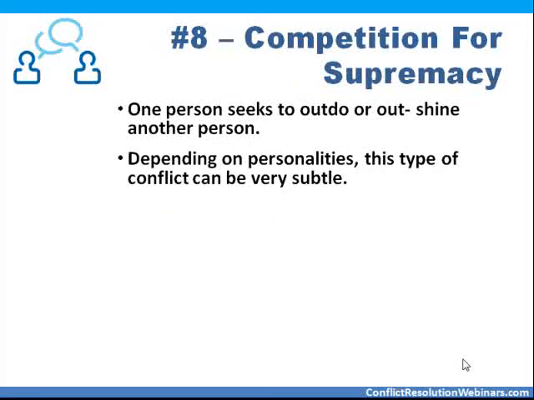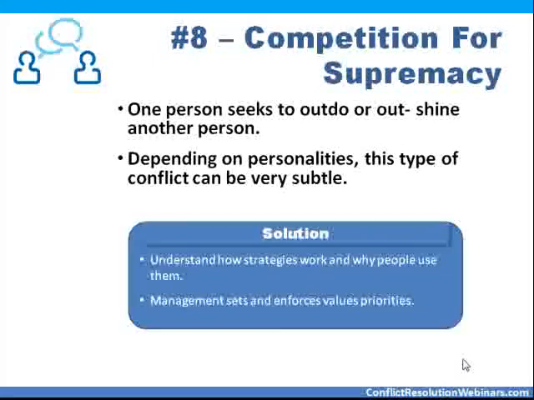Number 8, competition for supremacy. And this is a personality thing sometimes. One person seeks to outdo or outshine another person. Depending on personalities, this can be very subtle or it can be very much in your face. When we learn about the types of difficult people and the personalities, you'll see that there are certain strategies that people use to get the things they want, and one of those is competition for supremacy, where they always have to win. They always have to be number one. And when you've got 2 or more people who've got this characteristic, you can certainly have conflict.